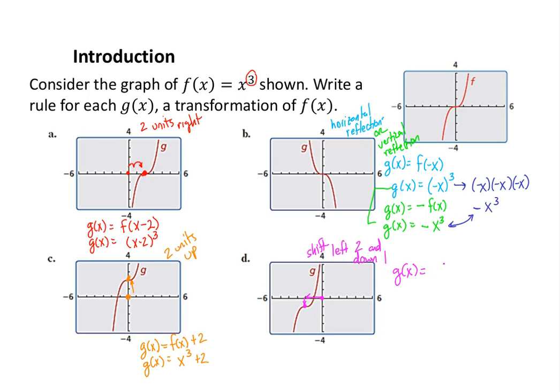And if we were to write out those transformations in the function, to go left 2, we would add 2 to the input of f, and then to go down 1, we would subtract 1 from the output at the very end. So g of x is equal to not x to the third, but x plus 2 to the third, and then subtract 1.